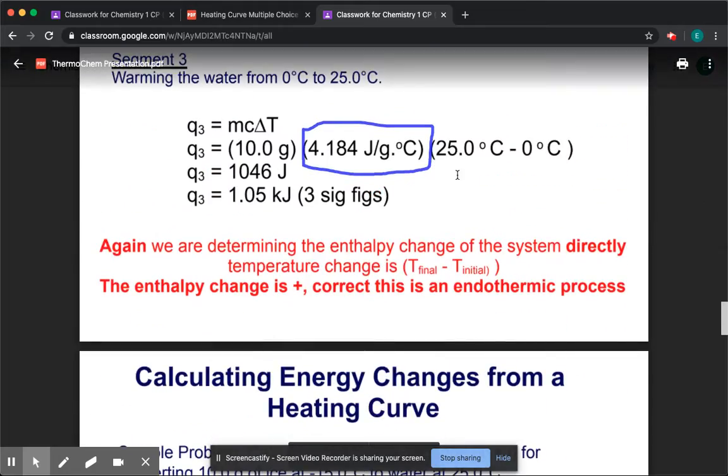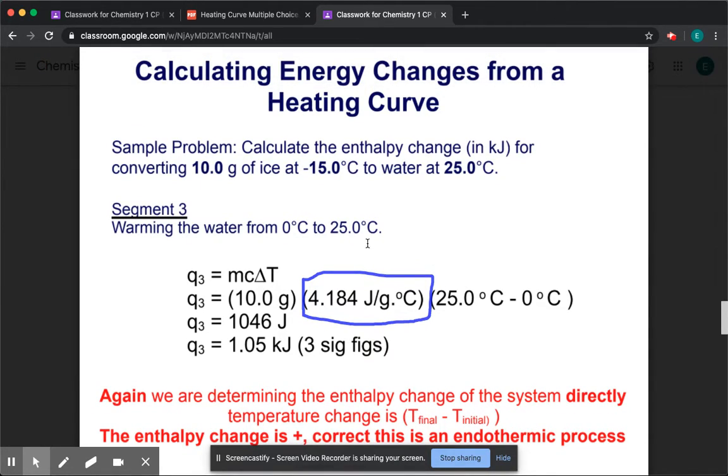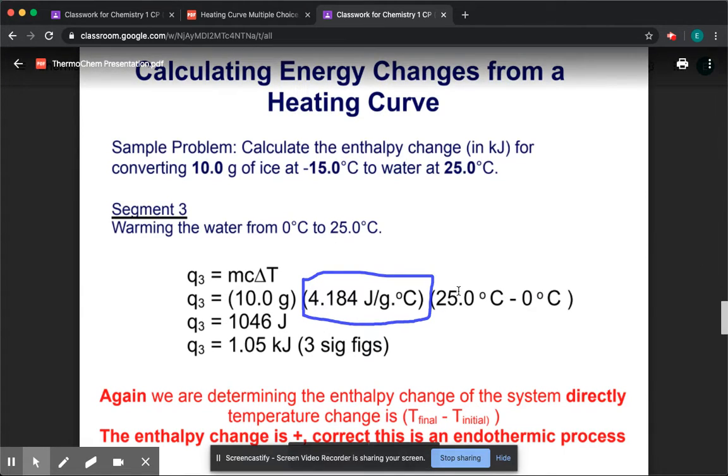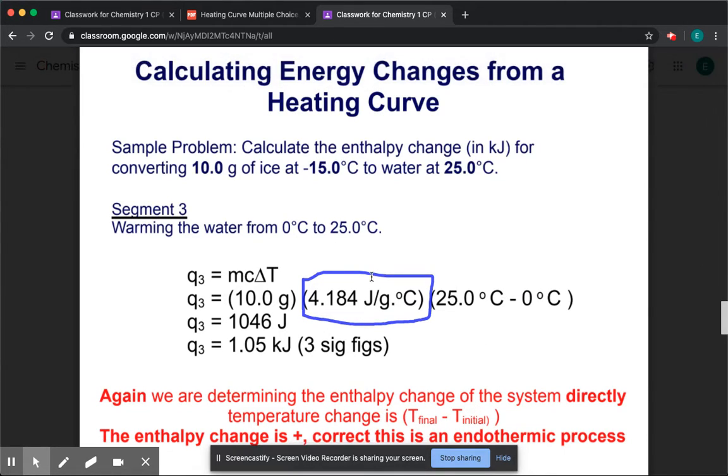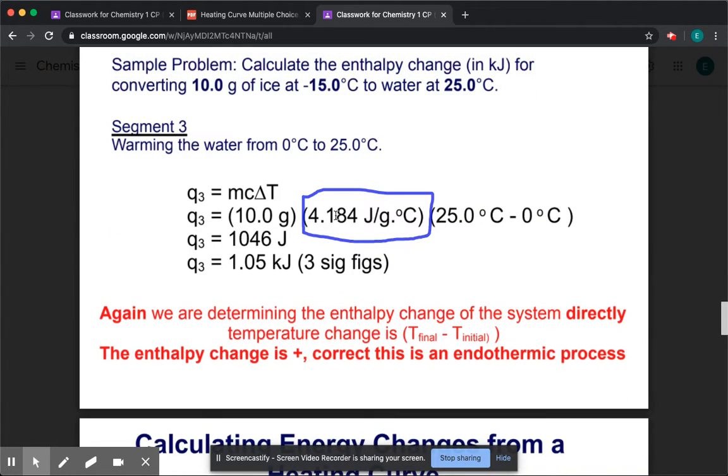Okay, and then plug in the change in temperature. Again, they're doing final minus initial. Our final temperature is 25, and we started at 0. 25 minus 0 is 25. You plug everything into your equation, and we get 1,046 joules. That's how much energy it took to heat up the liquid water.